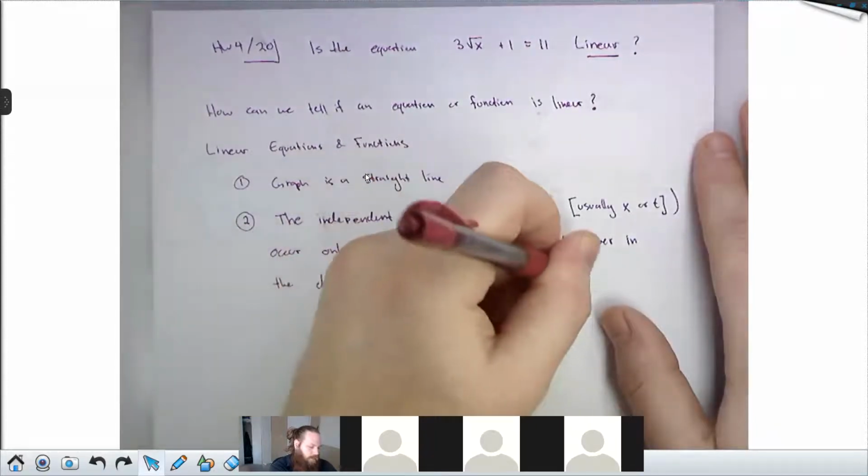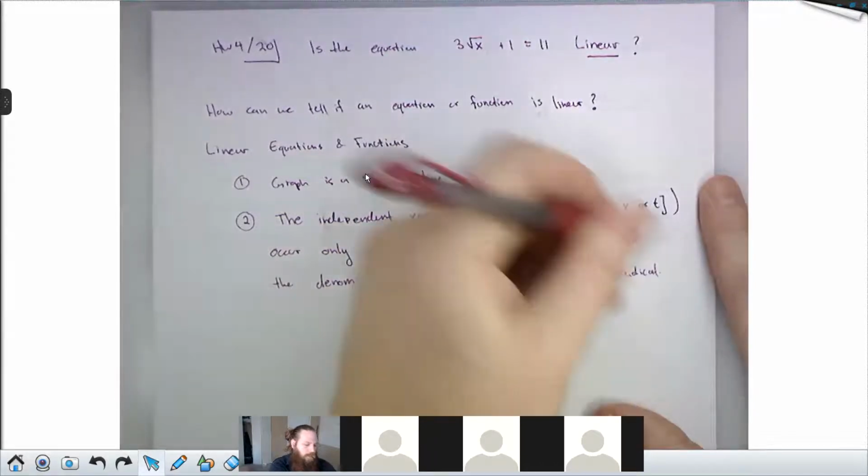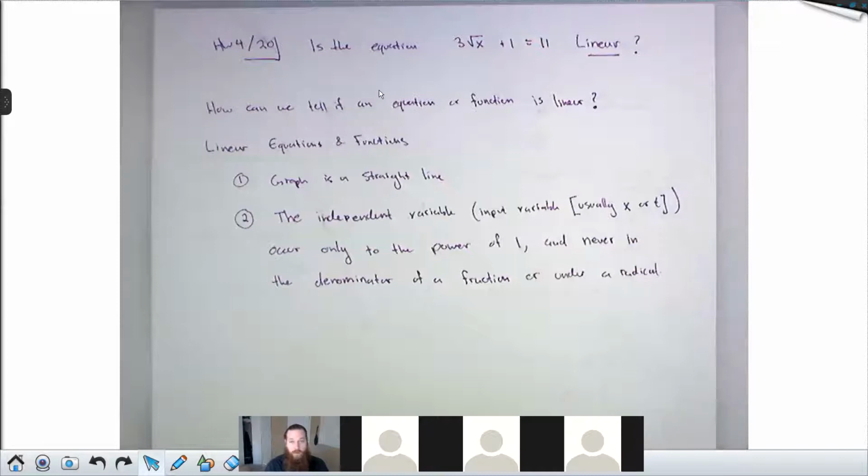Or under a radical. Because remember, a radical, like a square root, is the same as a 1/2 power. So if you have the graph of the relation or the function, whatever it is you're talking about, if that graph is a straight line, then yeah, that is a linear function or relation or whatever.